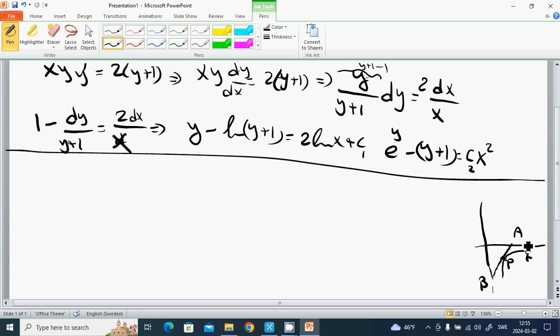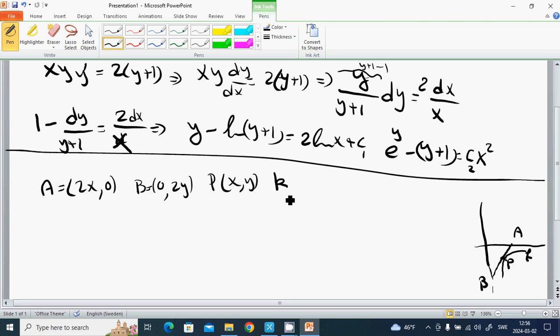Because P is the midpoint of AB, A equals (2x, 0) and B equals (0, 2y), and P is (x, y). The slope of the tangent AB is y prime equals (2y minus 0) divided by (0 minus 2x), so dy/dx equals minus y divided by x.